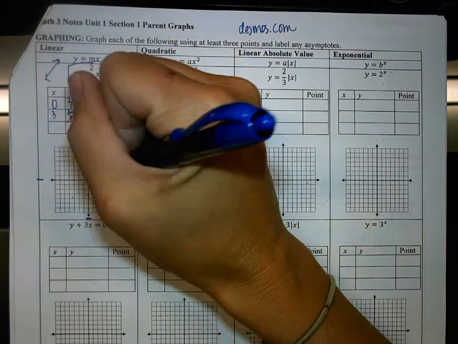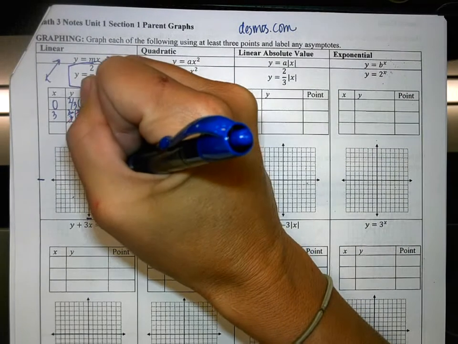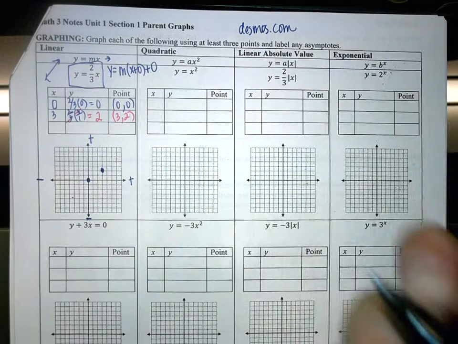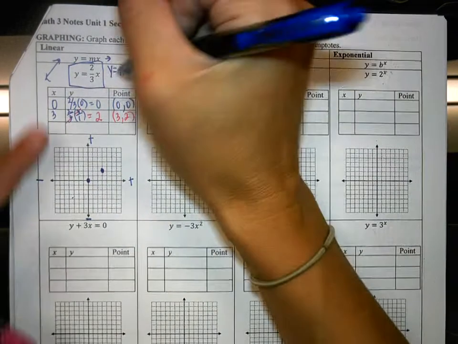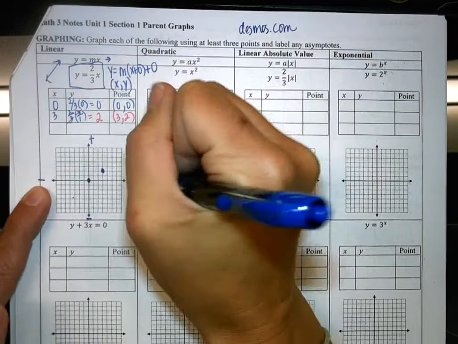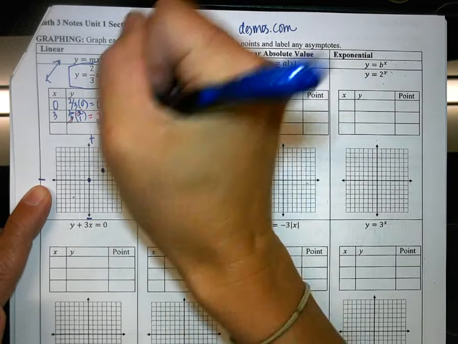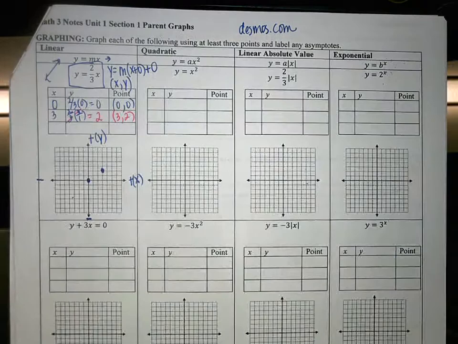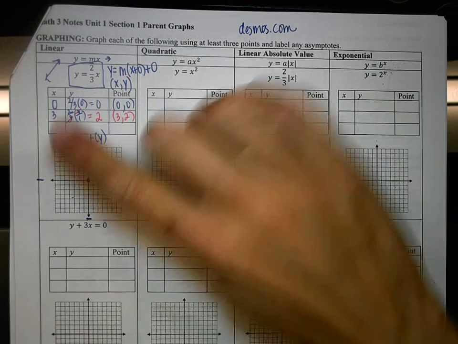So on our graph, we're going to go right 3 and then up 2. Also, you guys remember with points that they go the x value, then the y value. This is your x-axis. This is your y-axis. Yes? Okay. So we chose a positive value.